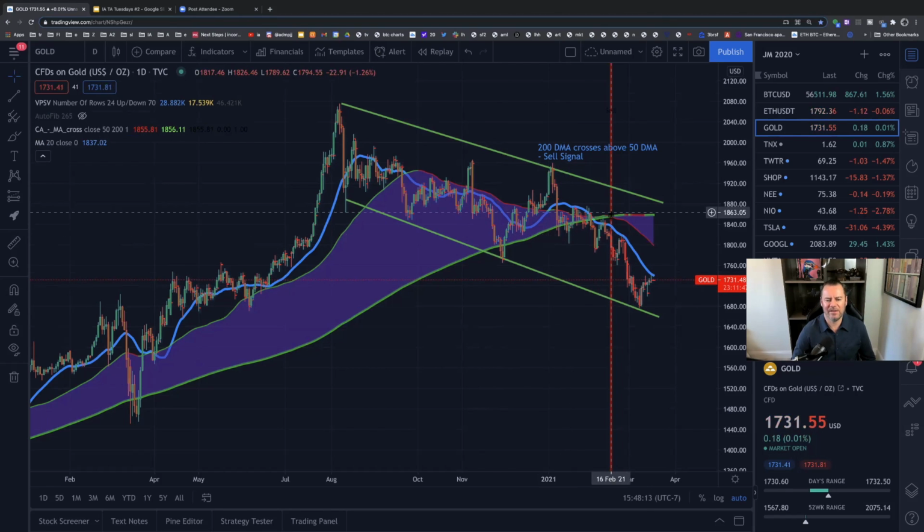But when I look at indicators here, this is an automated indicator that I have in this CAMA cross. And you will see right here, the 200-day moving average crossed above the 50-day moving average. And when you get a red line, that means it's a sell signal. It's a very, very strong sell signal. So basically, on the 16th of Feb, this chart said, get out of gold. And it's funny because it was actually a very effective sell signal.